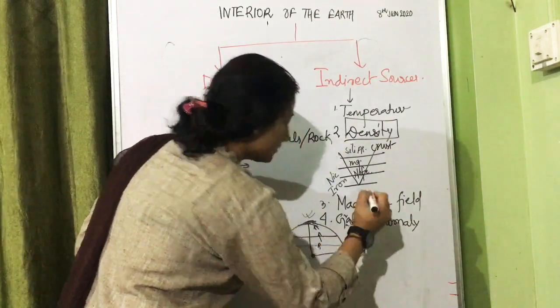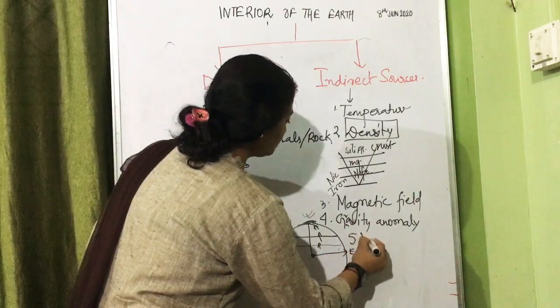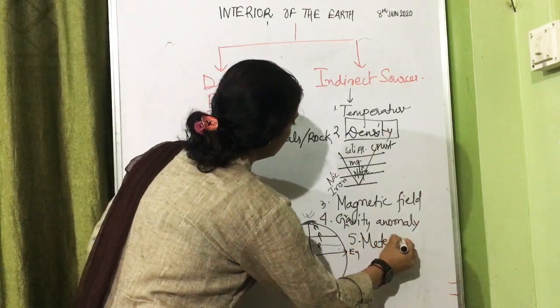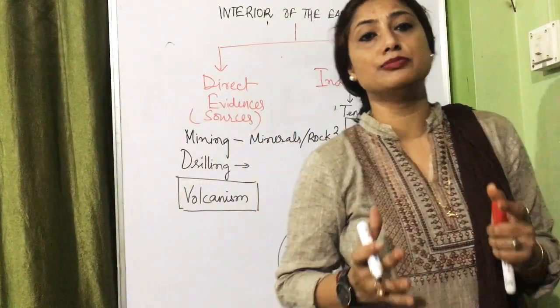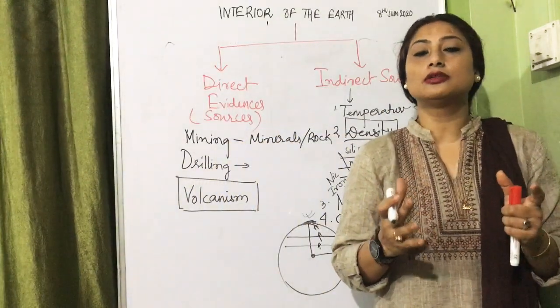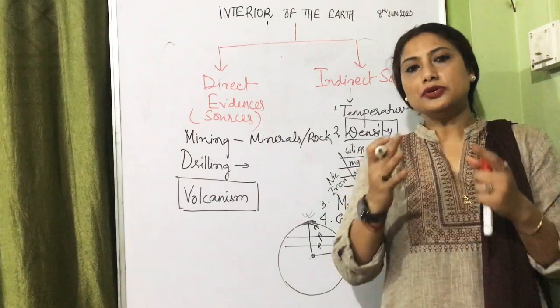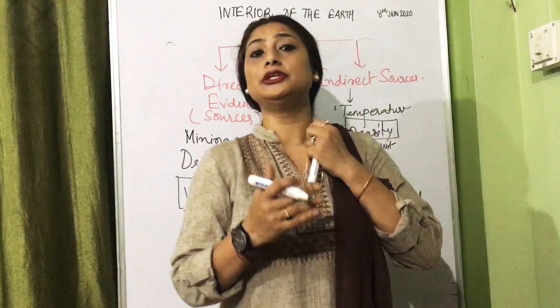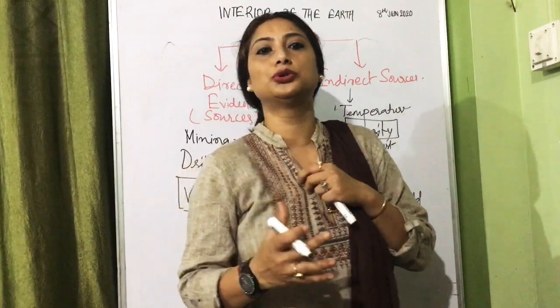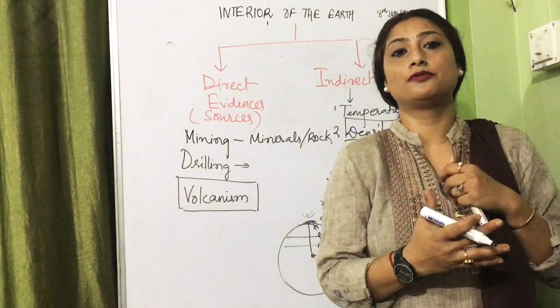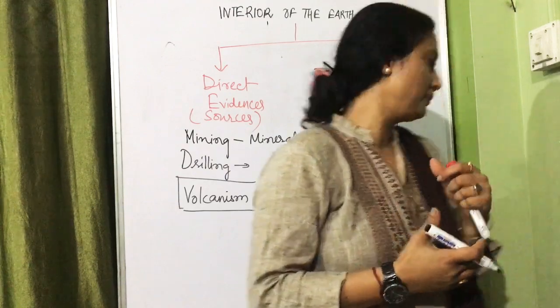Then comes your fifth, that is the meteors. Meteors are also made up of the same or similar kind of materials which the Earth is made up of. So when meteors fall on the surface of the Earth, as meteor showers, we can study those meteors and come to a conclusion that the Earth may be made up of that similar kind of material.